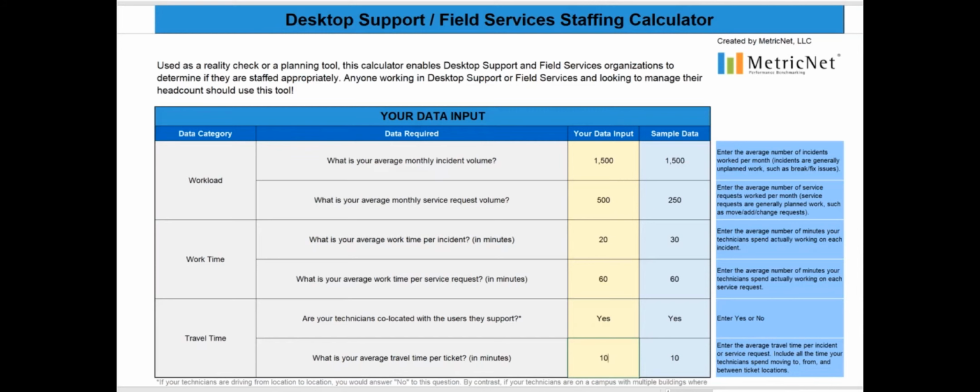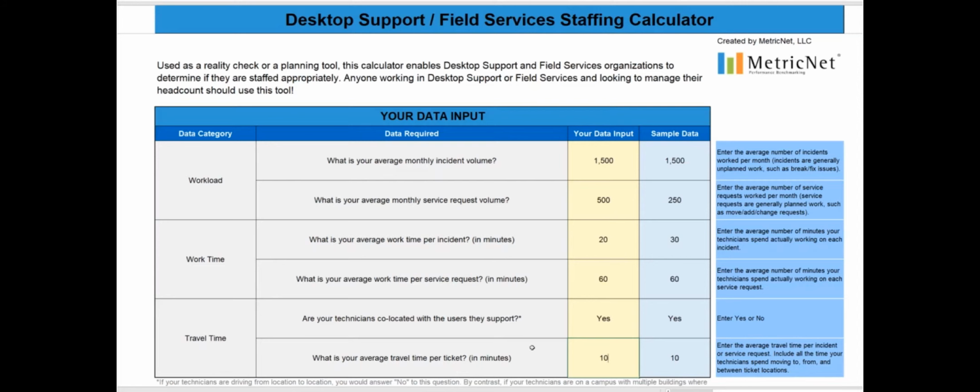That is, every time we have an incident or a service request, we spend 10 minutes going to and from the site of the device or the user. Now, this is important. Travel time is a significant contributor to cost and efficiency in desktop support and field services.